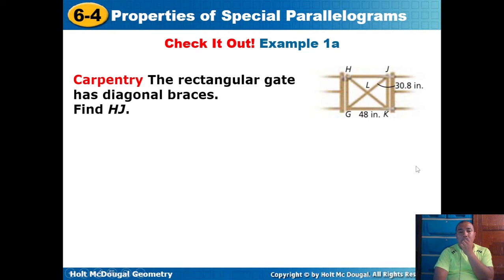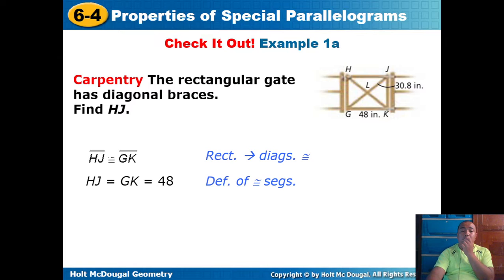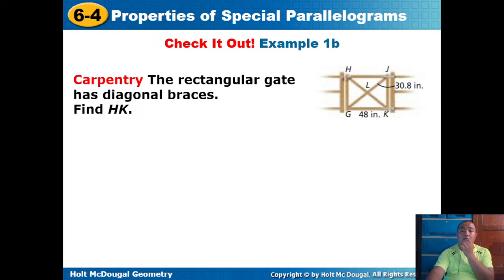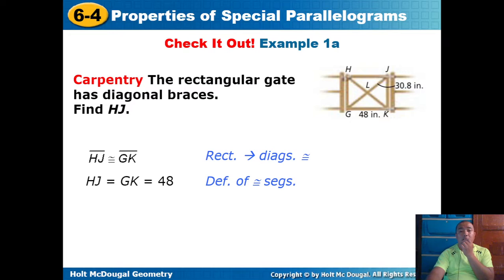The rectangular gate has diagonal braces. Find HJ. GK is 48 inches. So HJ is also 48 inches, because in a rectangle the diagonals are congruent. So HJ is 48, same as GK.